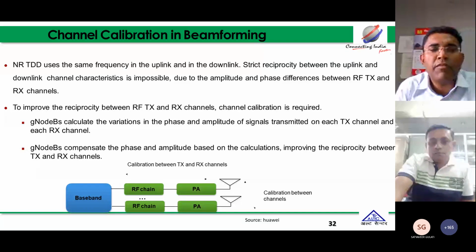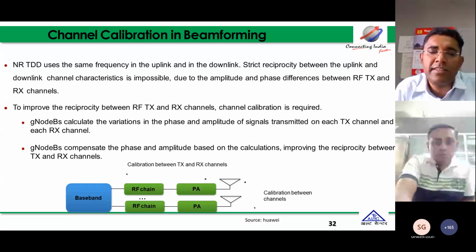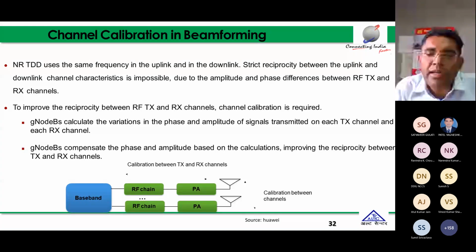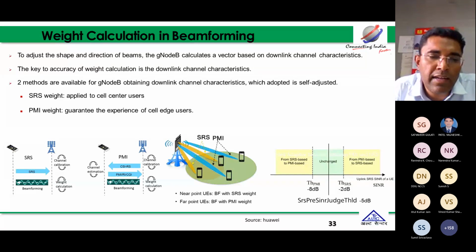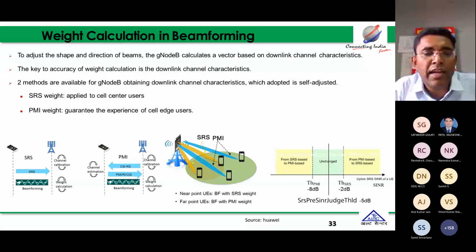The second step is the weight calculation. What is the weight calculation? What are the weights implemented on the antenna so that the beams go towards the user equipment? There are 2 methods actually. The accuracy of weight calculation in the downlink channel is based on the 2 methods. The first one is the SRS weight, and the second one is the pre-coding matrix indicator weight. The SRS weight is applied to cell center users, and PMI weights are applied to cell edge users. And these are adaptable, not only SRS or only PMI.